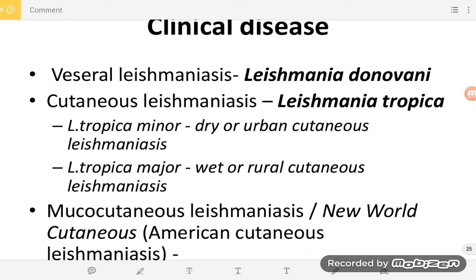So the common thing, the clinical diseases: visceral leishmaniasis caused by Leishmania donovani, cutaneous leishmaniasis caused by Leishmania tropica. In the case of Leishmania tropica, again we can divide into two, Leishmania minor and Leishmania major. Leishmania minor produces dry urban cutaneous leishmaniasis, which is chronic and takes 1 to 2 years. But major produces wet rural cutaneous leishmaniasis, which is acute, taking 3 to 6 months to heal.